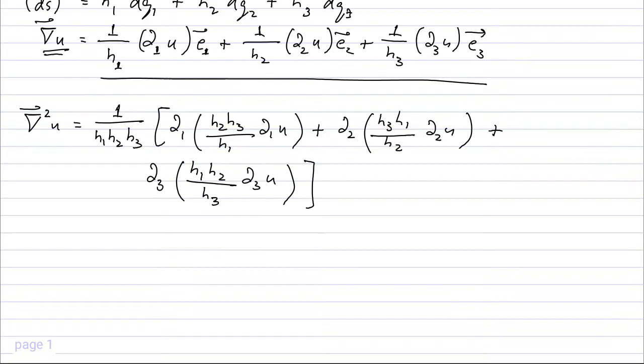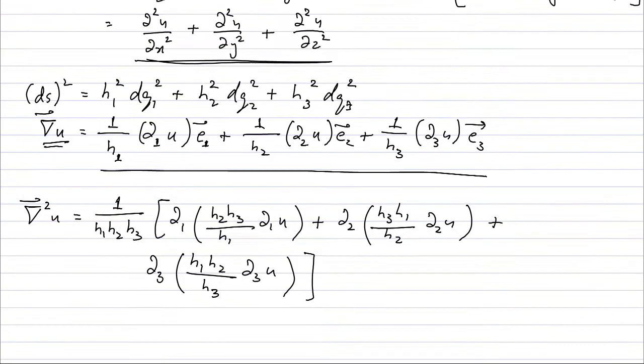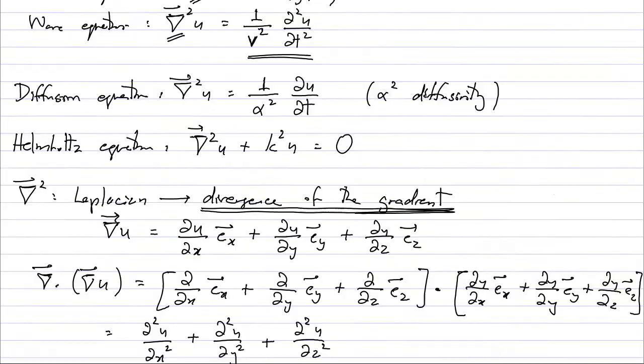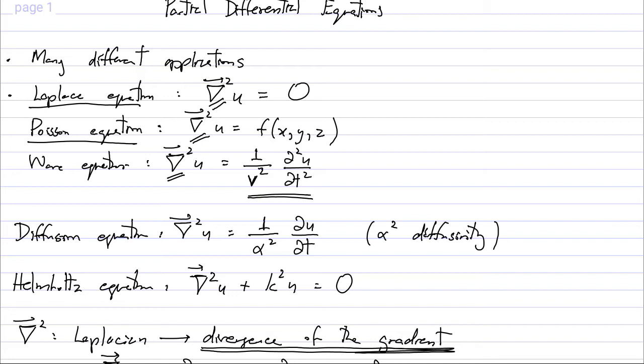Okay, let me very quickly give you a physical example in which you actually encounter this Laplacian. And along the way we'll also end up with the Laplace equation as well as the Poisson equation. These are probably the two simplest partial differential equations.